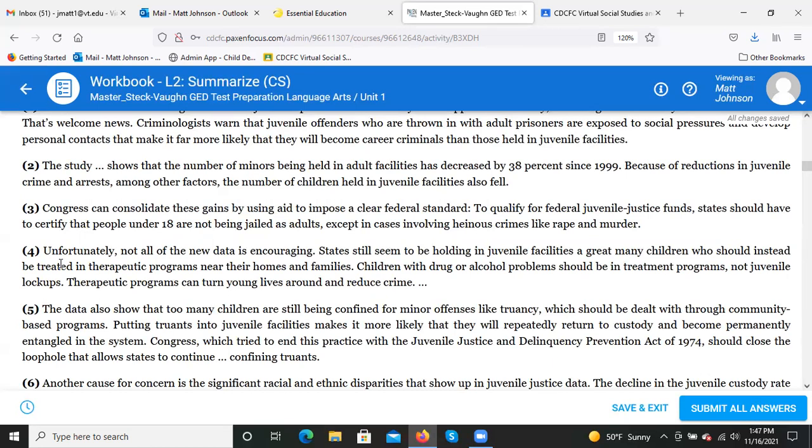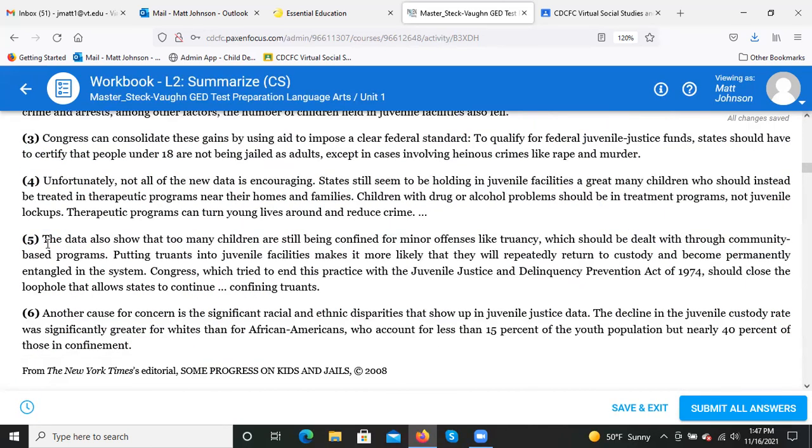Unfortunately, not all of the new data is encouraging. States still seem to be holding in juvenile facilities a great many children who should instead be treated in therapeutic programs near their homes and families. Children with drug or alcohol problems should be in treatment programs, not juvenile lockups. Therapeutic programs can turn young lives around and reduce crime. The data also showed that too many children are still being confined for minor offenses like truancy, which should be dealt with through community-based programs.